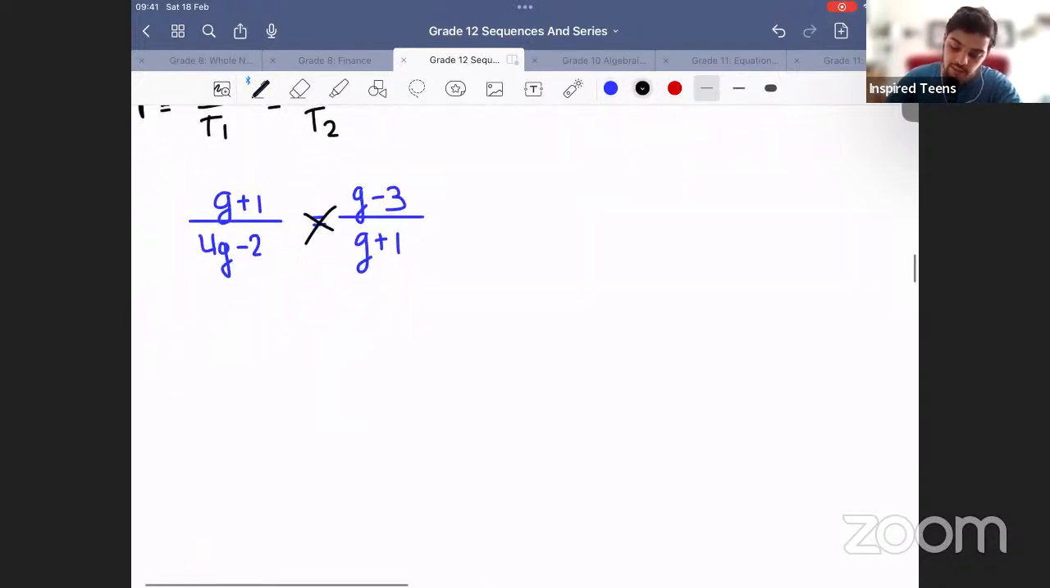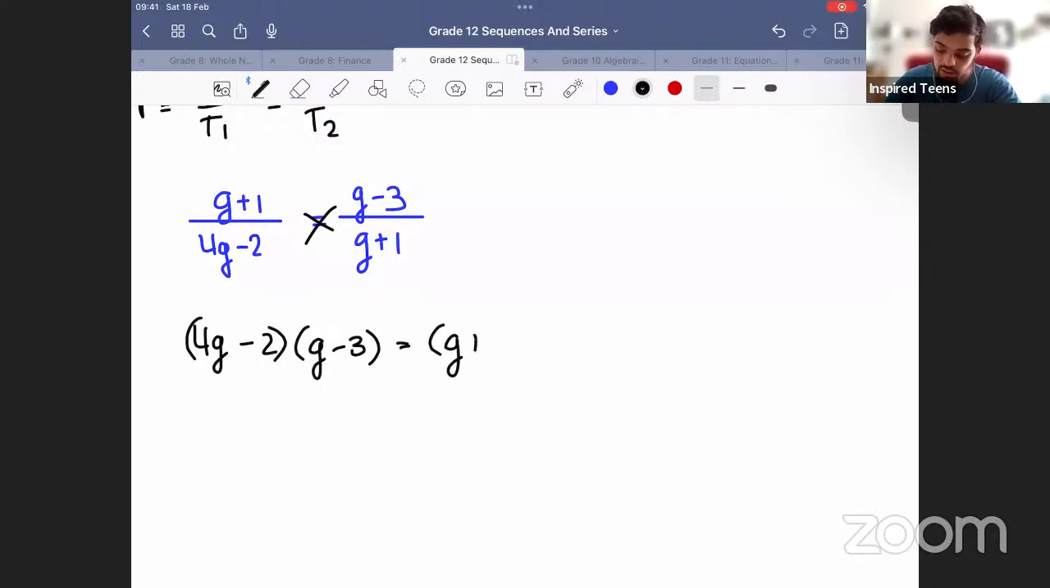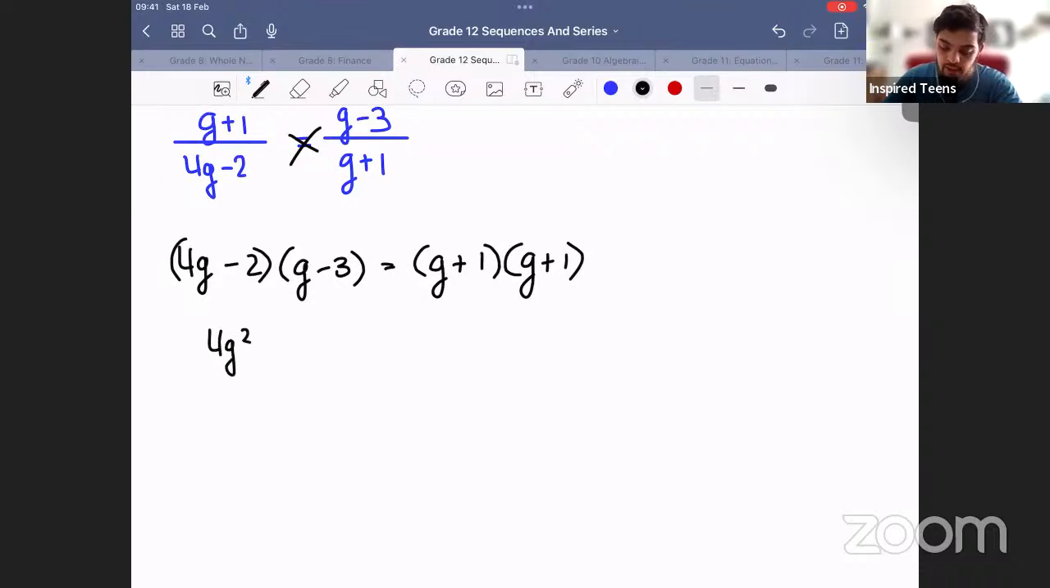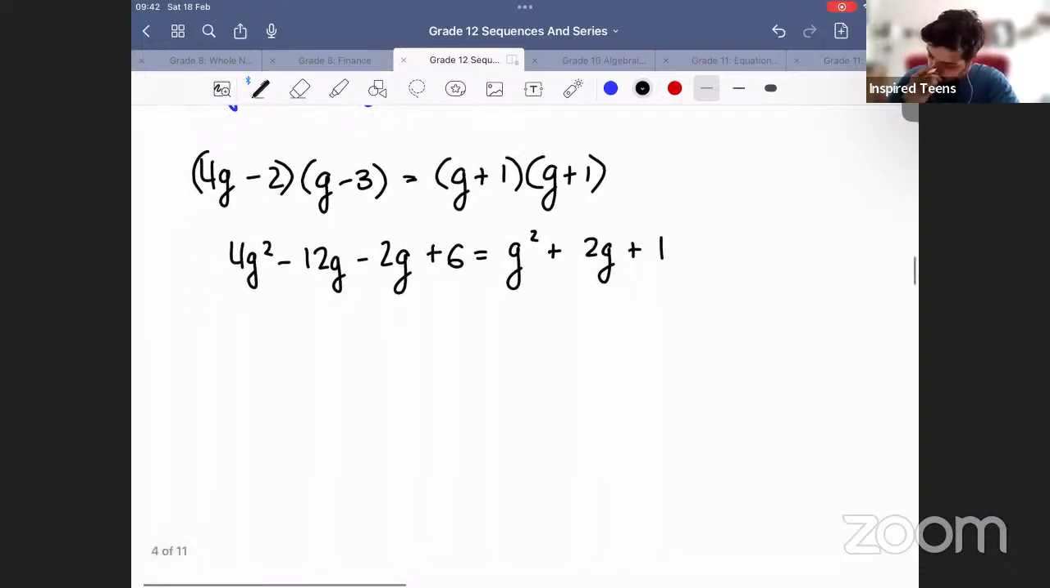I have to cross multiply 4G minus 2 times G minus 3 and G plus 1 squared, or G plus 1, G plus 1. Now I have to FOIL everything out. I'm going to get 4G squared minus 12G minus 2G plus 6 is equal to G squared plus 2G plus 1. Let's take everything over to one side and solve.